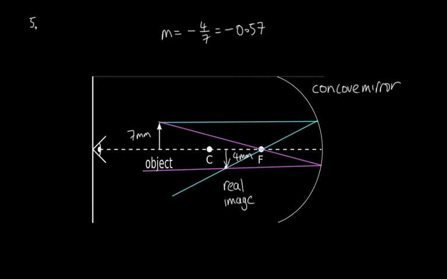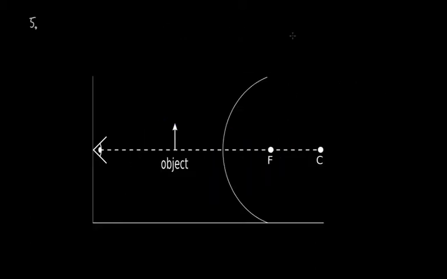And let's now look at the last situation. Okay, so this is our final situation. Now in this case, the mirror is curving this way and our object's on this side, so this is a convex mirror. Now once again, we need to draw our two rays coming from the object.